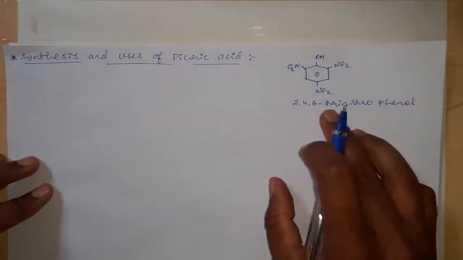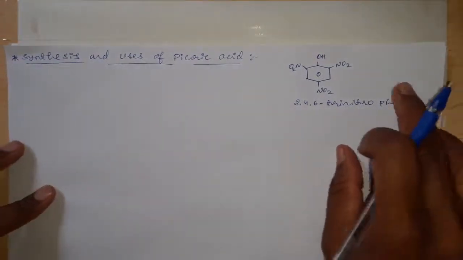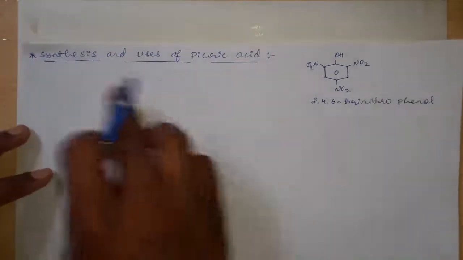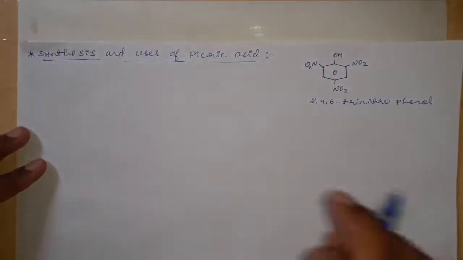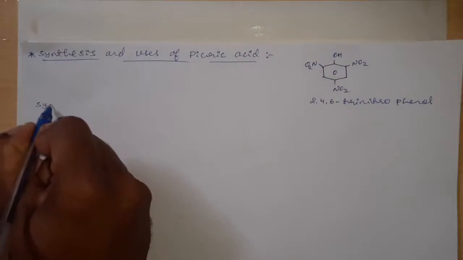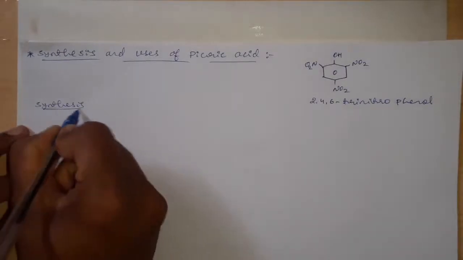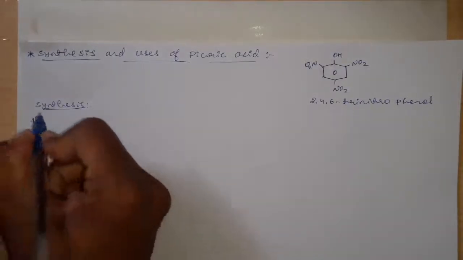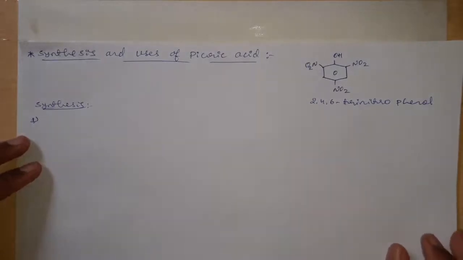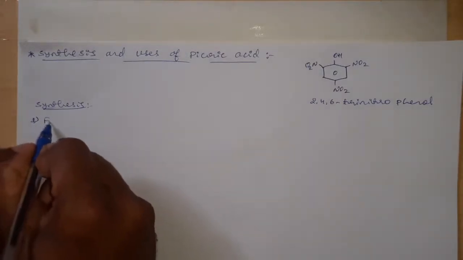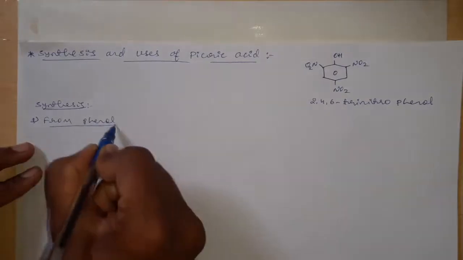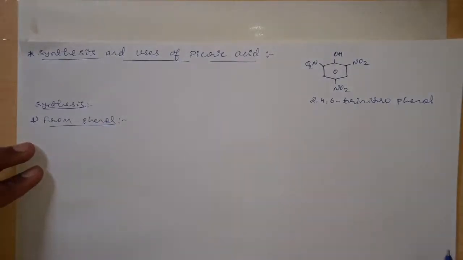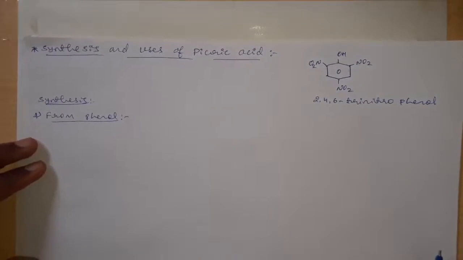2, 4, 6 trinitrophenol. This is picric acid, and here we are going to discuss the synthesis of this compound. Okay. There are two synthesis methods. The first one is the synthesis of picric acid from phenol.